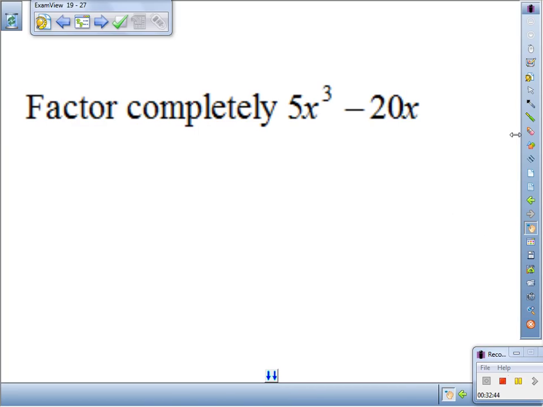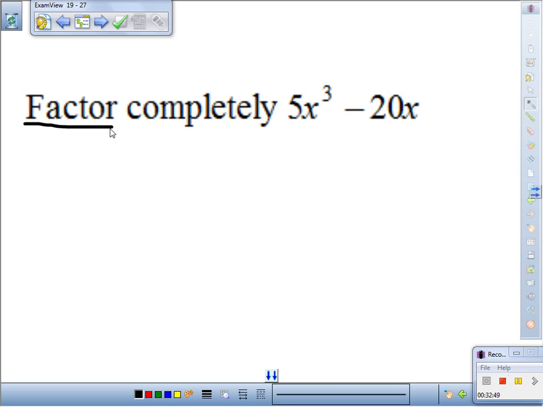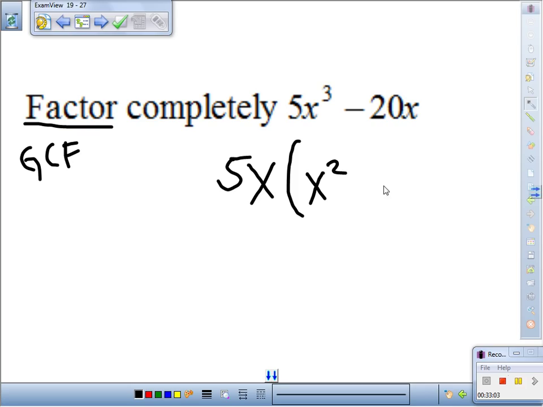It says factor completely. Once again, when you hear the word factor, tell your neighbor what you should check for. GCF. So first thing we check for is GCF. Tell your neighbor GCF for these two terms. 5x is our GCF. And we're left with, pay attention, x squared minus 4. It says to factor completely.